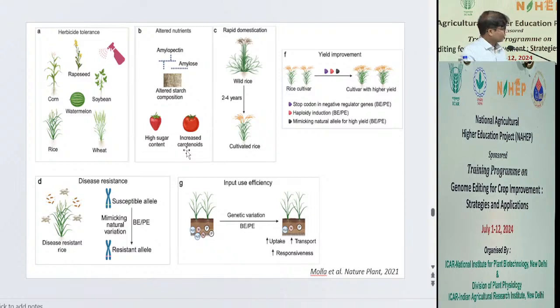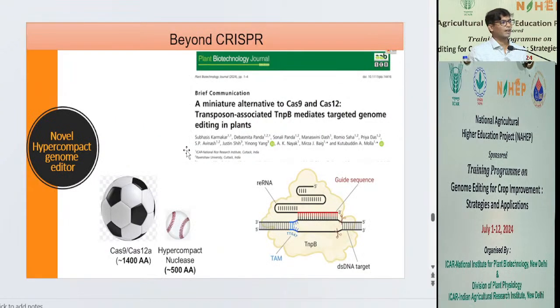And just to show you, because just yesterday I was talking and they said you must present this work at least 2 to 3 slides. So it's not related to base editing or prime editing, but we have recently come up with this alternative to Cas9 and Cas12. If Cas9 is a football or soccer ball, our tool is only 408 amino acids. It's only a baseball. It's one third of the size of Cas9 or Cas12.